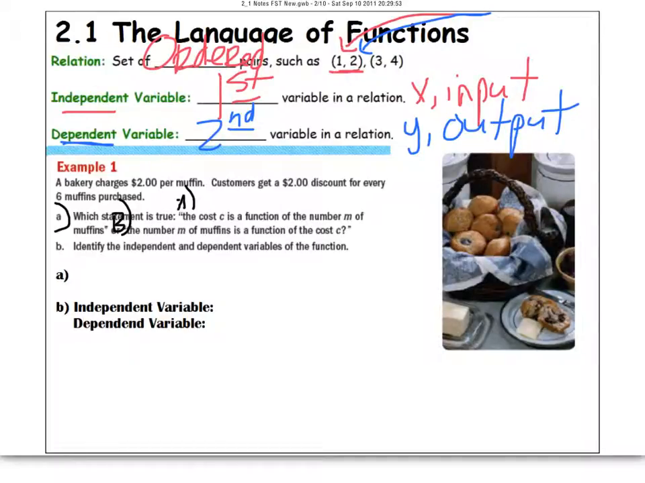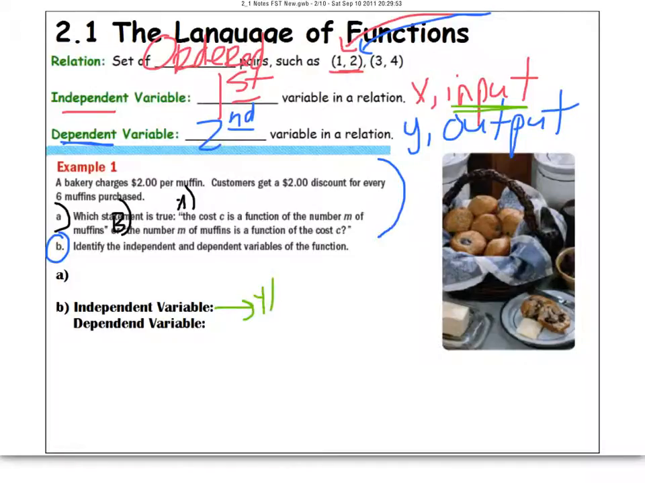Well, before we actually answer that, let's actually do part B, where they want us to identify the independent and dependent variable. In this scenario, if you go to this bakery, do you go in choosing how many muffins you want to purchase, and from that the cost is computed? Or do you go in seeing you want to spend so much money and they tell you how many muffins you would purchase? In reality, and in most cases, you would go in saying how many muffins you would want. So how many muffins you would want is basically your input. So that itself is the independent variable.